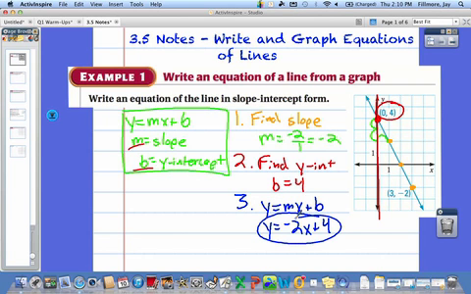The exact same 3 steps every time, except sometimes you can't use your graph to find your slope. You'll have to use your slope formula or your knowledge of parallel and perpendicular lines. Here we used our graph to find our y-intercept. Sometimes you won't have a graph to use, like our next example.